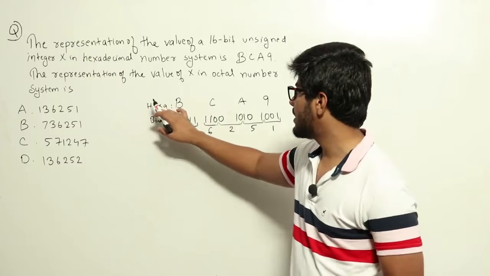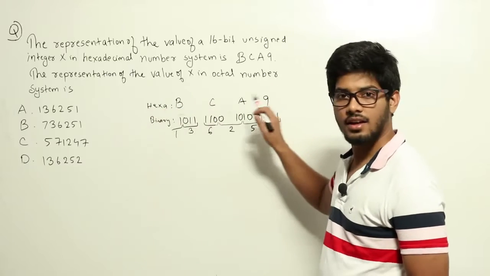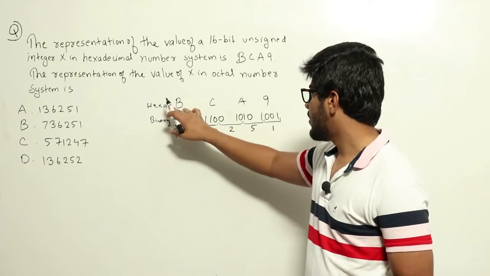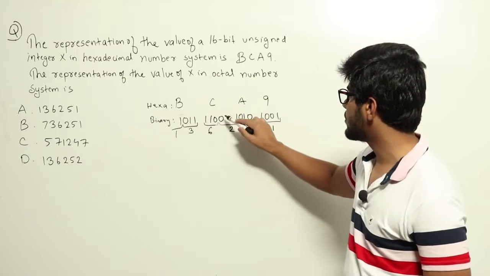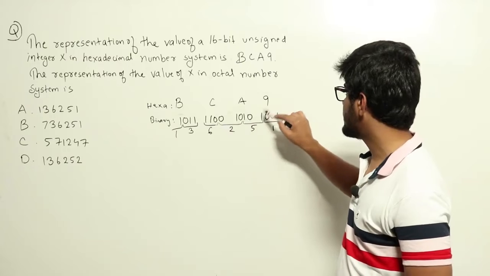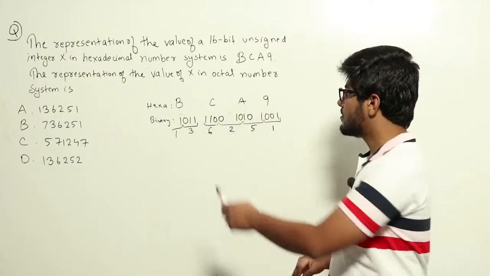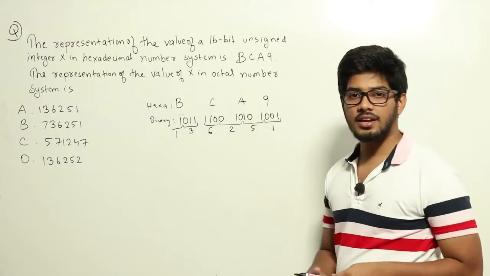So let us write down the number. Hexa is BCA9. We need to convert it to binary first. Now B will be in binary 1011, C is 1100, A is 1010, 9 is 1001. So this is the number in binary.